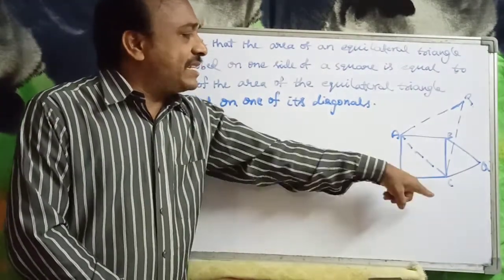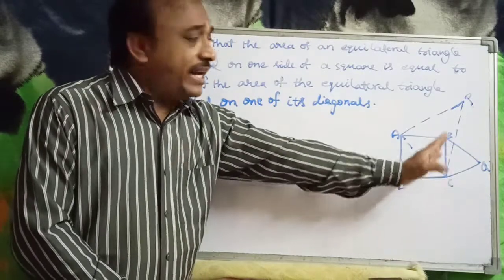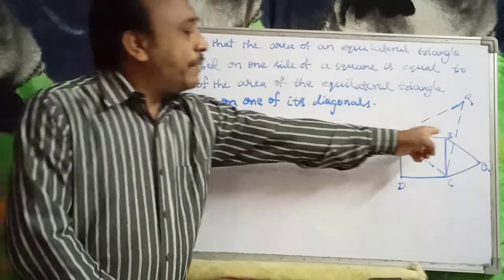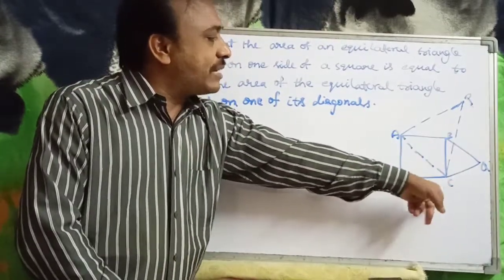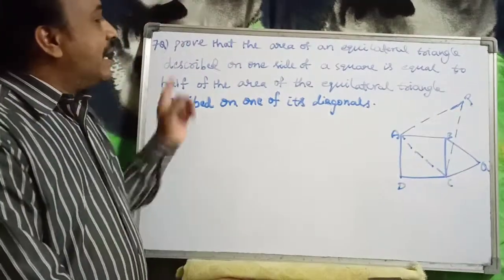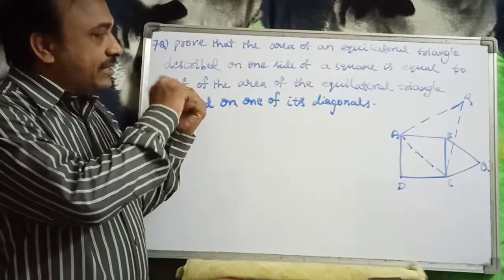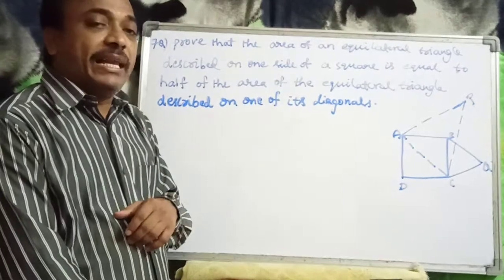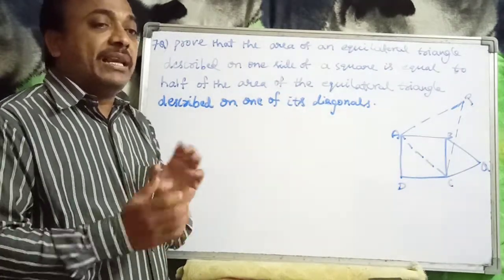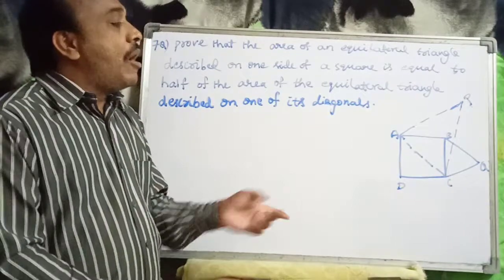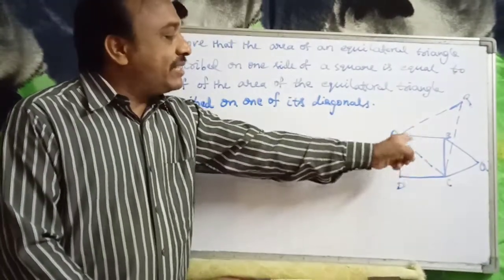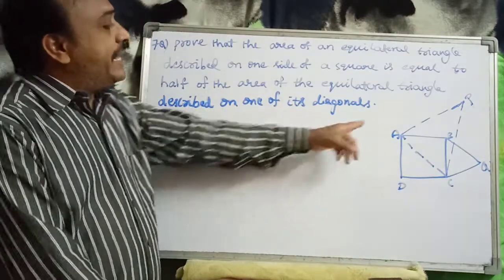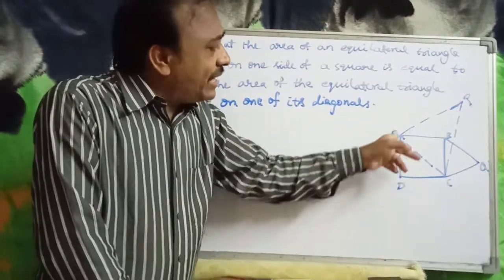See, ABCD is a square. On one side of the square, an equilateral triangle is made, that is BQC, meaning BQ is equal to BC is equal to QC. That is an equilateral triangle. Its area is equal to half of the area of the equilateral triangle. Now again one more equilateral triangle. How is it formed? On one of its diagonals. Here which is the diagonal? AC is the diagonal. So on the diagonal AC, we form the equilateral triangle.